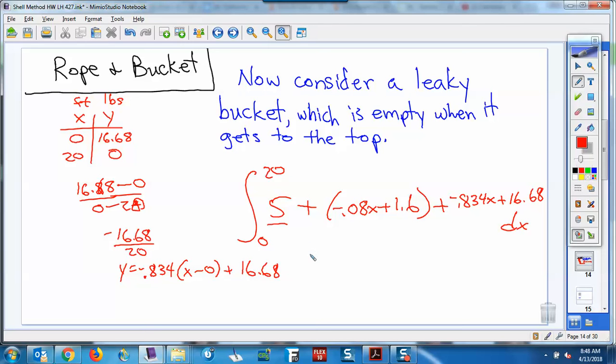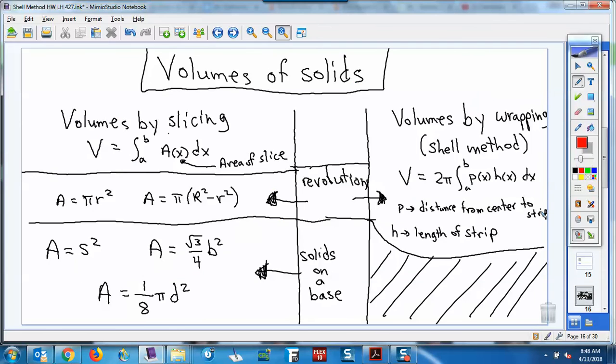So, constant, the bucket doesn't change weight, but the rope is changing weight and the water is changing. The amount of water weight is changing as you go up. But they're both going to be linear, so not too bad. Okay? So, that's what we're going to do.